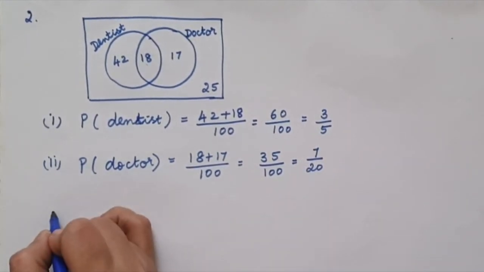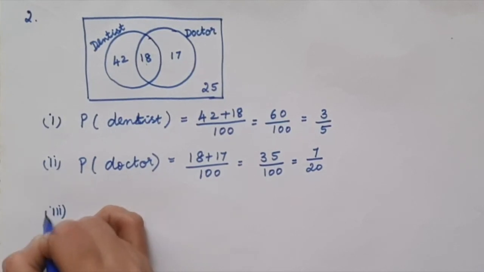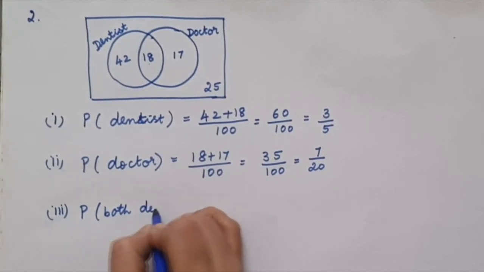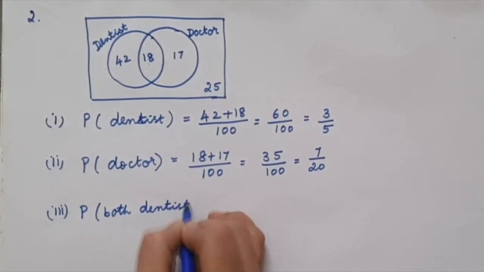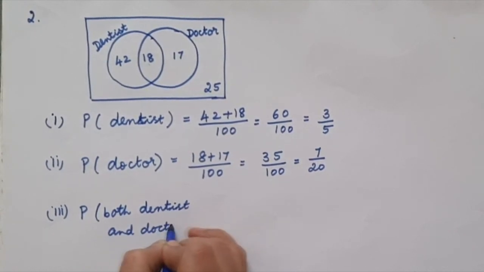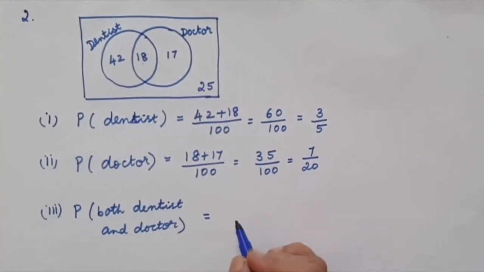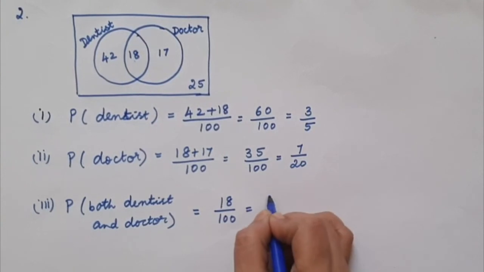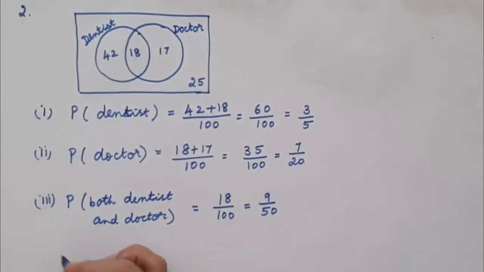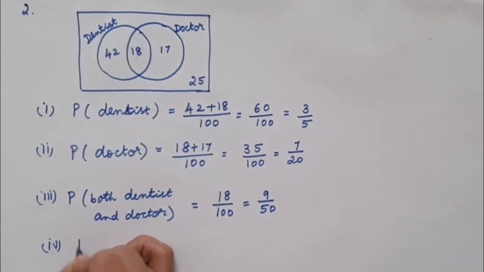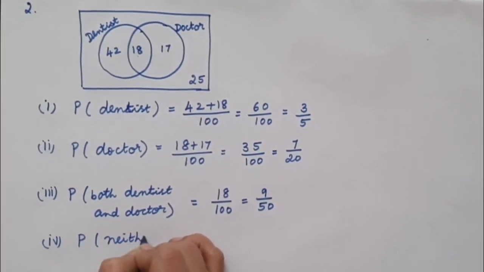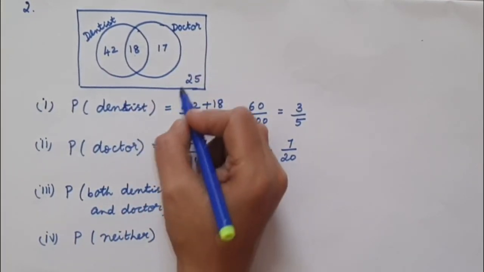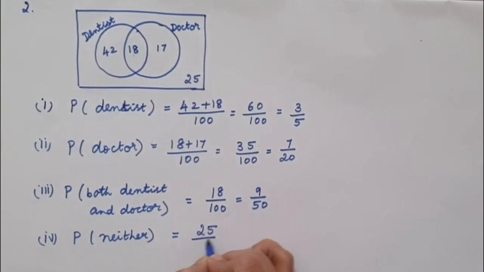Now the third one. Probability of people who visited both the doctor and the dentist. Both dentist and doctor. So it will be 18 over 100, so it will be 9 over 50. Then the last part in this question, probability of neither. That means these people didn't visit the doctor or the dentist. How many are there outside? That is 25. 25 over 100. So it will be 1 over 4.